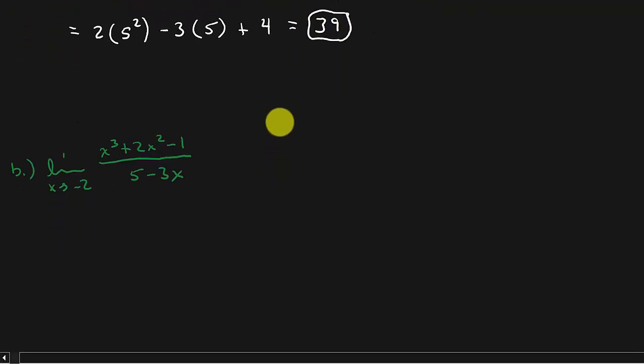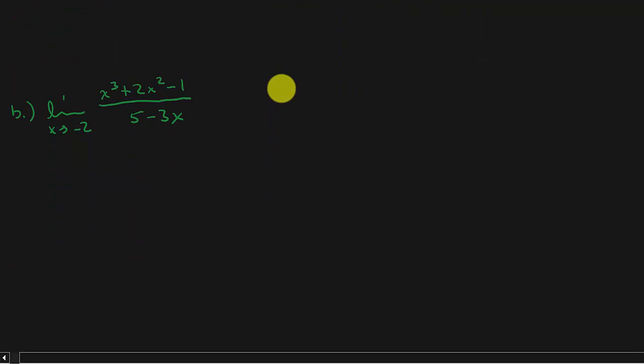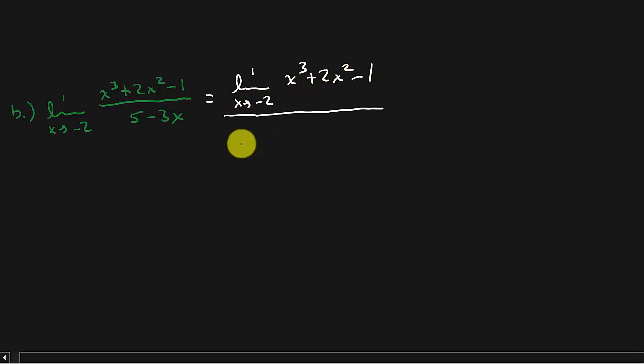All right, so same thing on this one. Let's go ahead and split this one up. So the first thing we'll do is write the limit as x goes to negative 2 of x cubed plus 2x squared minus 1 over the limit as x goes to negative 2 of 5 minus 3x. I'm taking the limit of a fraction, so I can split that up. And then I need to split each one of these up, and I'll do that.